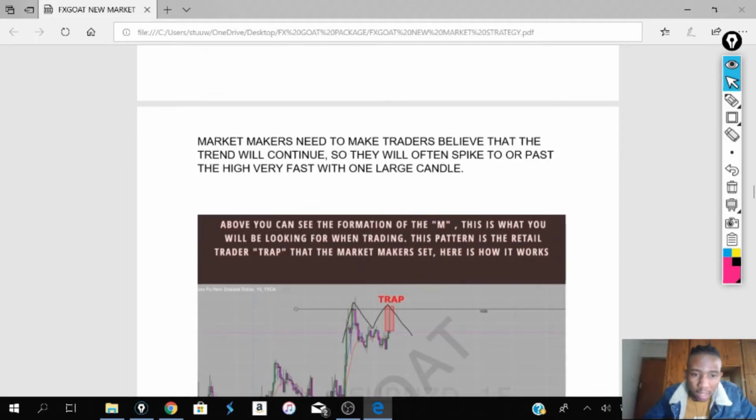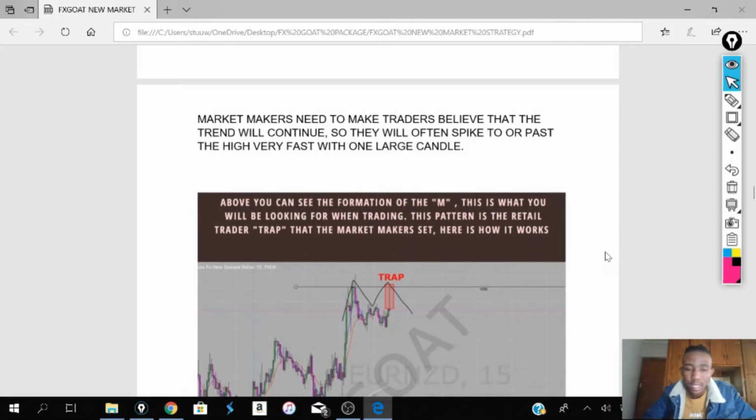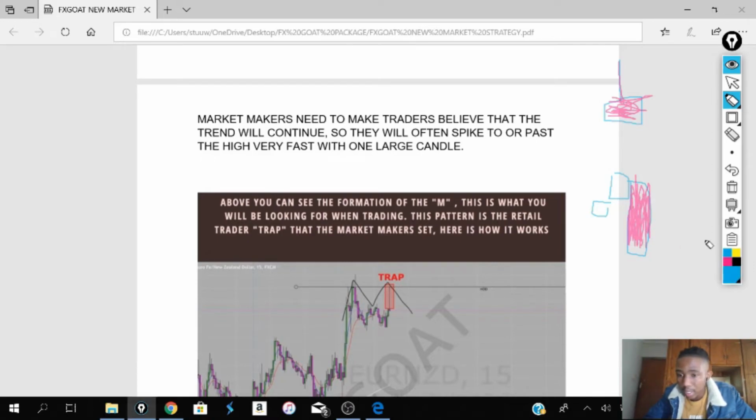Okay. Market makers need to make traders believe that the trend will continue. So they will often spike to or past the high very fast with one large candle. Okay. I did teach you about this, about breakouts and reversals. Every time we have a reversal, you always spot these things right here. We have an evening star, and then we have a bearish engulfing. Okay. How do you spot an evening star? A reversal candle. How do you spot a bearish engulfing? We firstly have a bearish candle, and here we have what? We have two bullish candles. These are two confirmations of reversal.